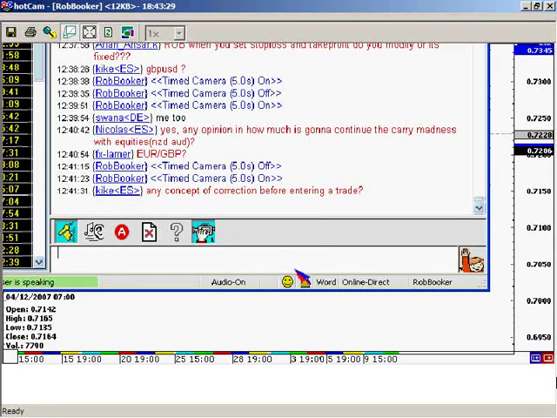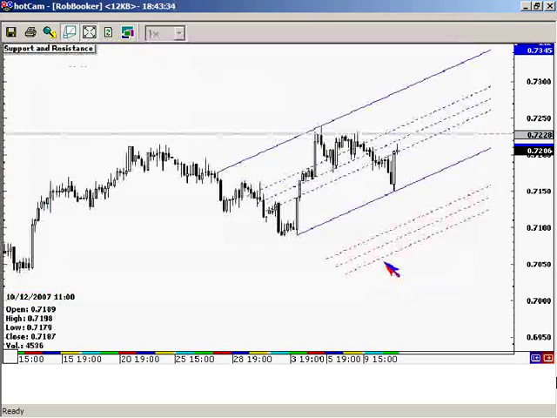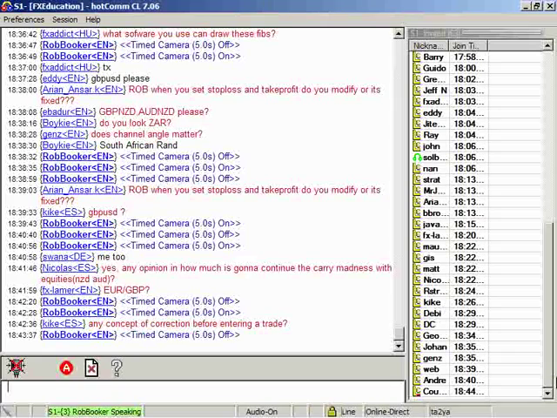Any opinion on how much the madness with the carry trade is going to continue with equities? No, I don't. I'm sorry. I wish I did. I'm going to turn off the camera.